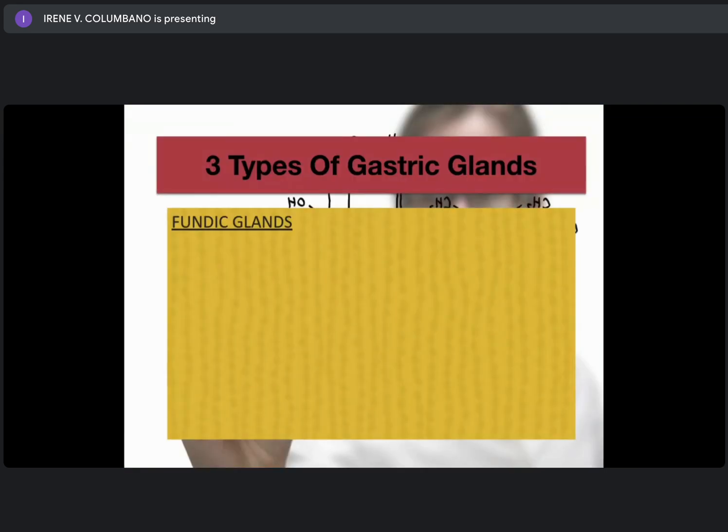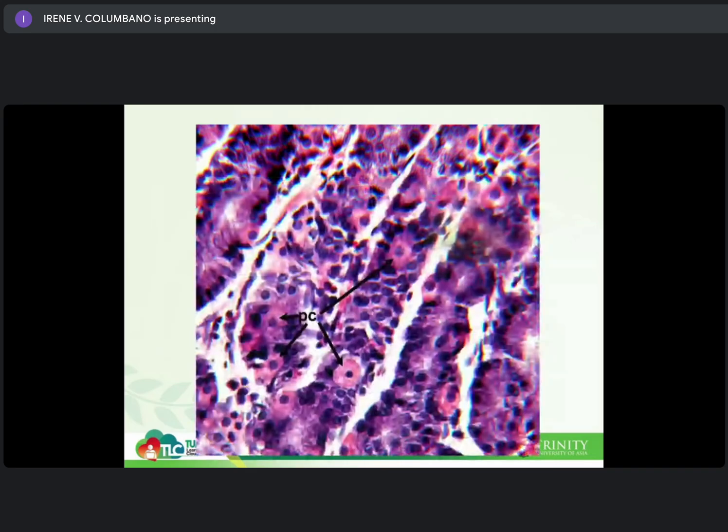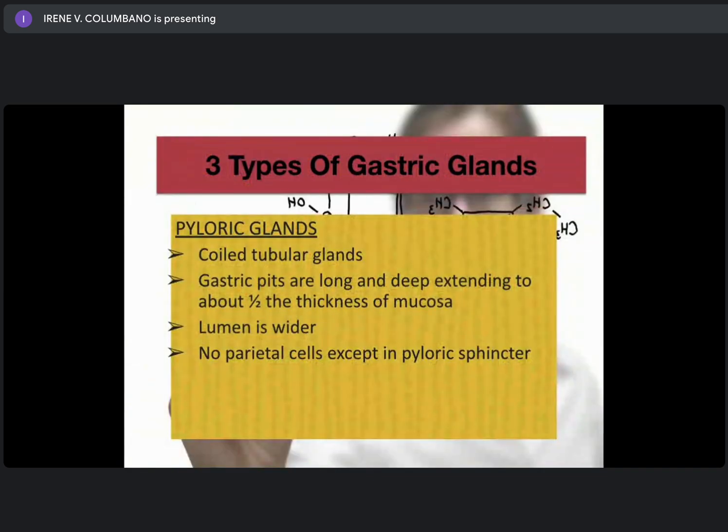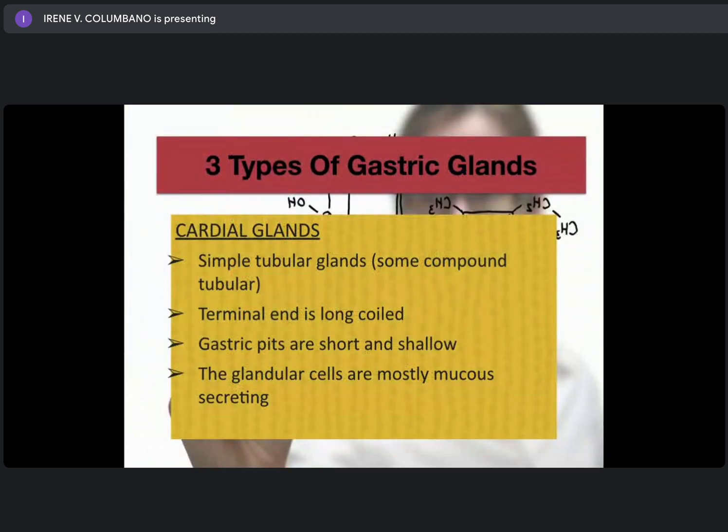So, three types of gastric glands. Fundic glands. They are simple branched tubular glands, slightly coiled. Gastric pits are occupying one-fourth thick of the mucosa. Lumen is narrow. Ito yan, itsura ng fundic glands. Pyloric glands, tubular glands, no? Lumen is wider. Siya yan. But these are your pyloric glands. Cardiac glands, simple tubular glands. Gastric pits are short and shallow.